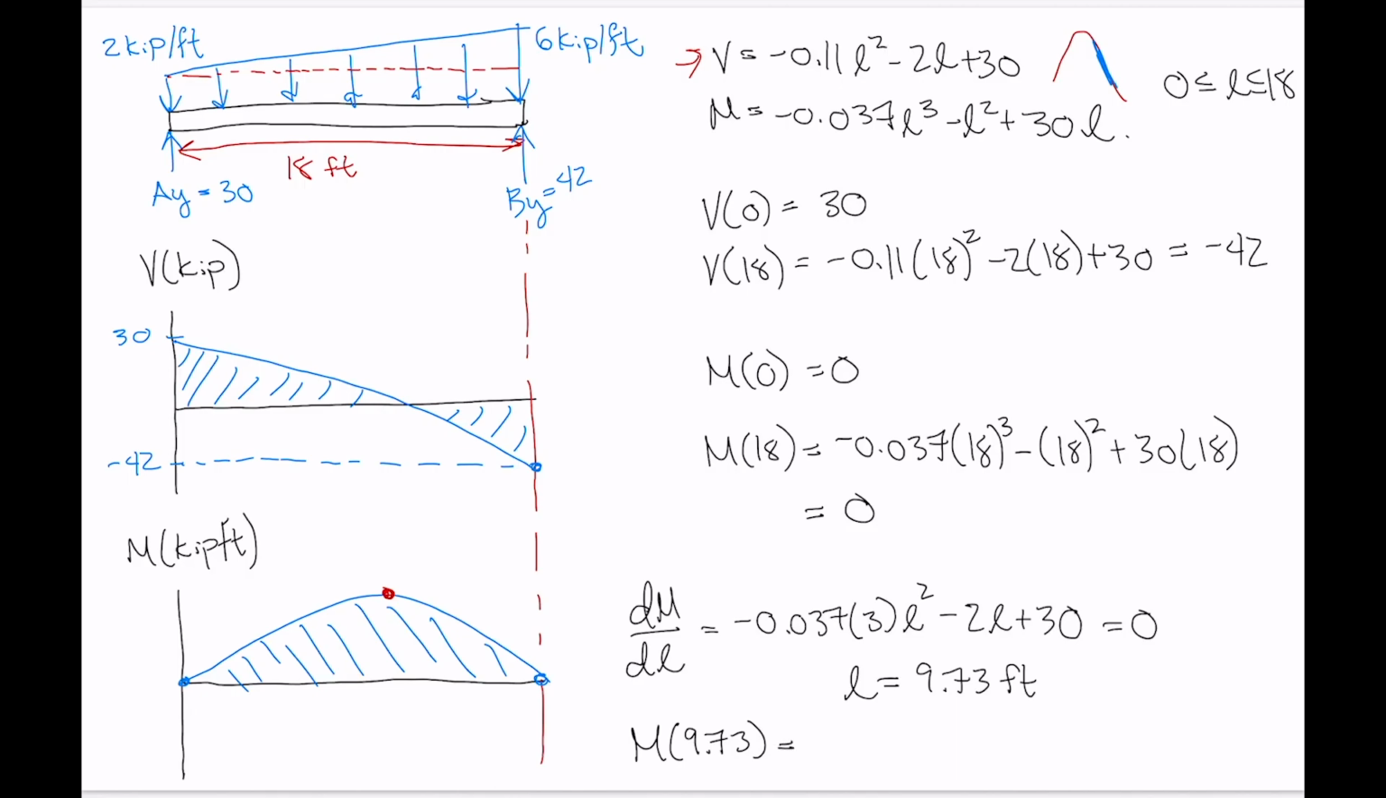Okay, so we've got minus 0.037 times 9.73 squared minus 9.73 squared. Oops, that should be a cube back there. Let's put that in, cube. And then we've got plus 30 times 9.73.